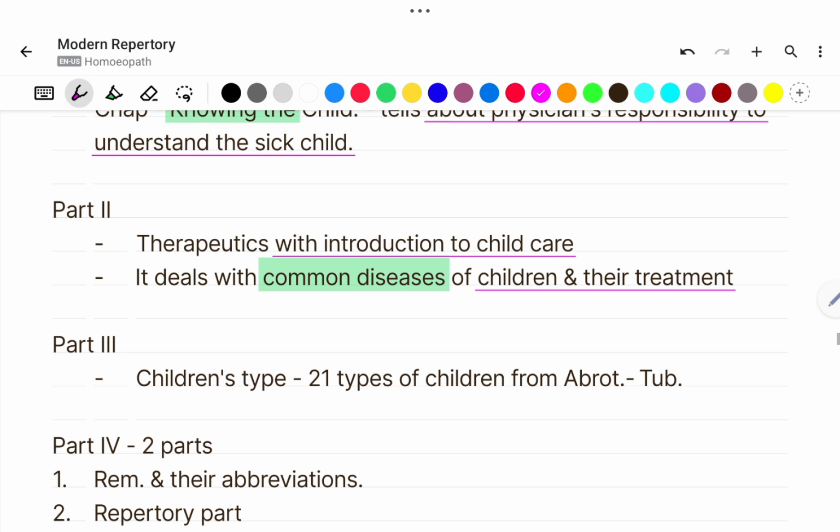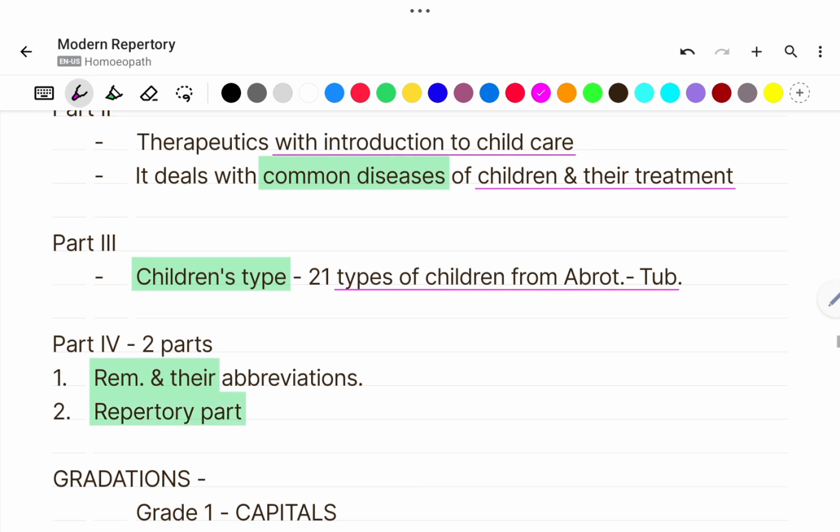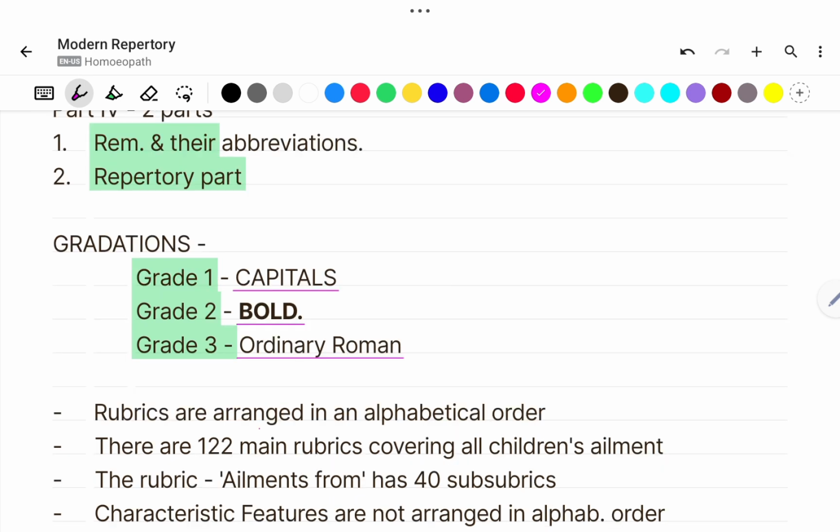The third part consists of different types of children. There are 21 types of children given in this repertory, from abrotanum to tuberculinum. The fourth part consists of 2 other parts. First part is remedies and their abbreviations, and second part is the repertory part. Now we will see the gradations. It has 3 gradations. First is grade 1 capitals, grade 2 bold, and grade 3 ordinary Roman. All the rubrics are arranged in alphabetical order.